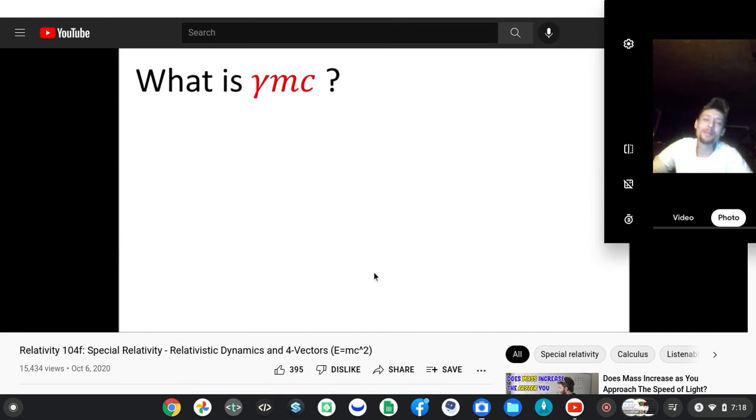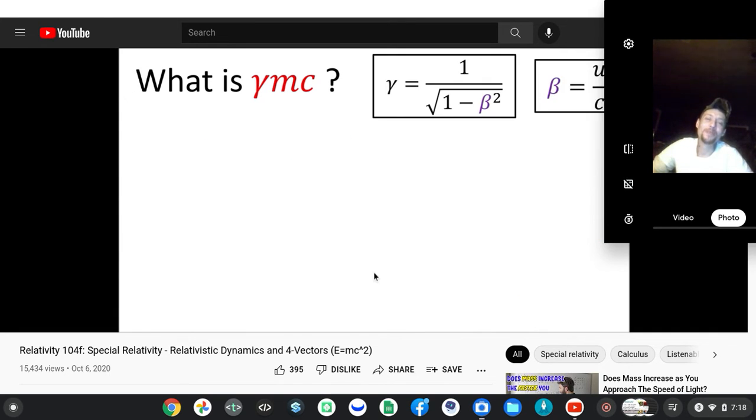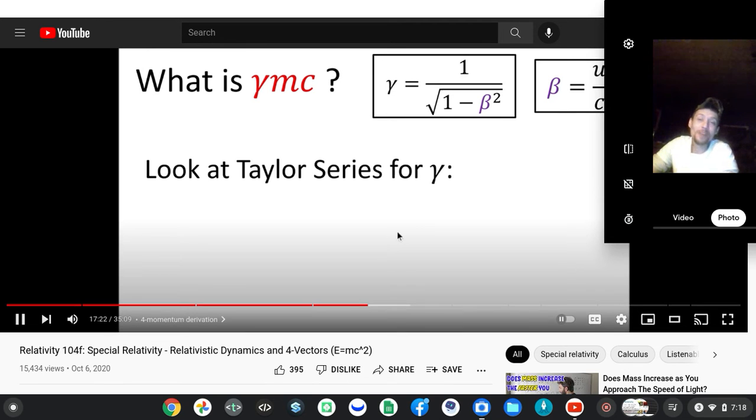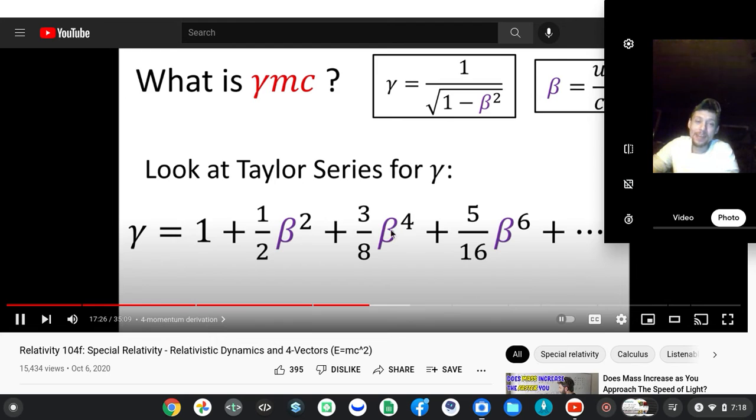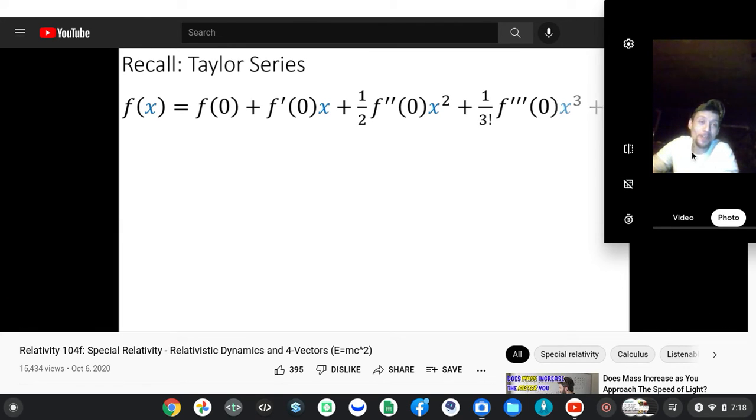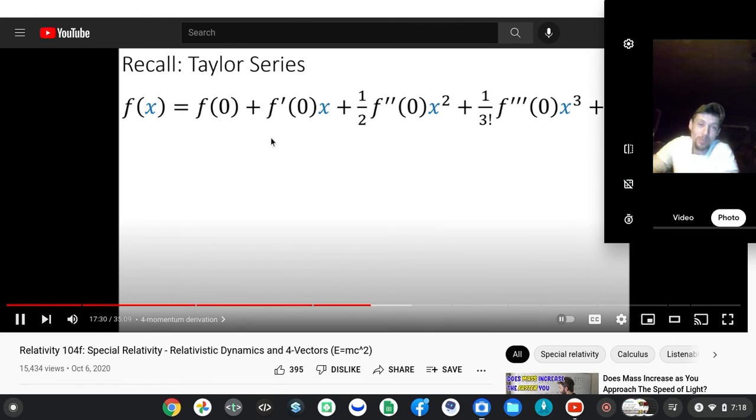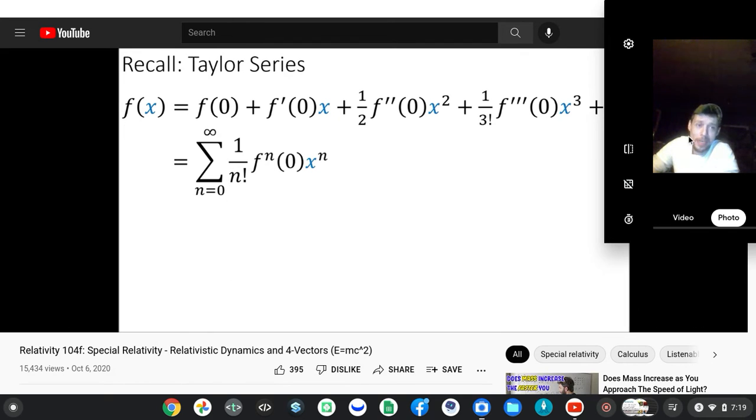To understand what gamma times m times c is, we're going to have to expand gamma as a Taylor series in terms of beta. Recall that the Taylor series of a function f of x is an infinitely long polynomial in x that approximates f of x.